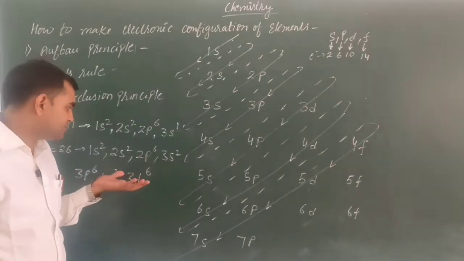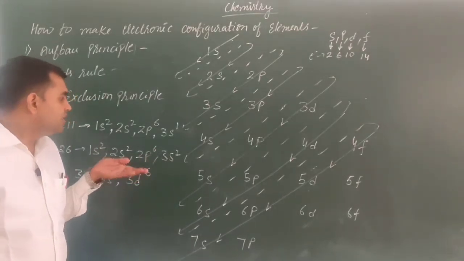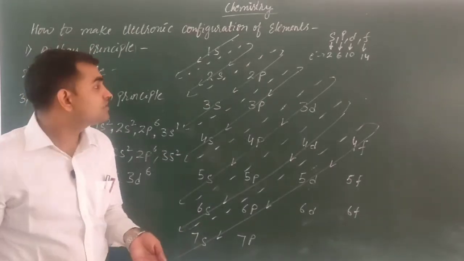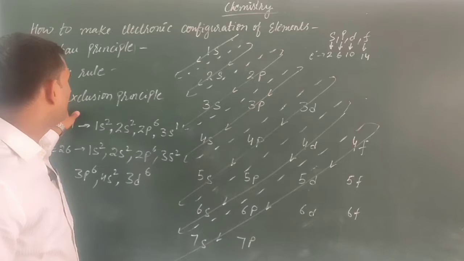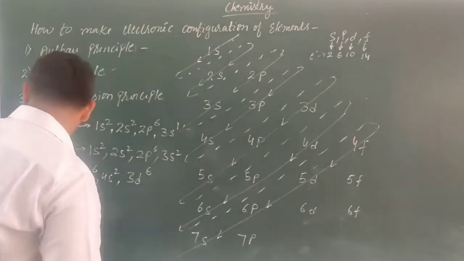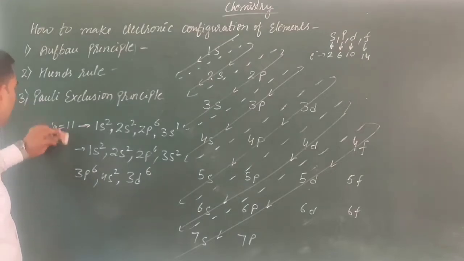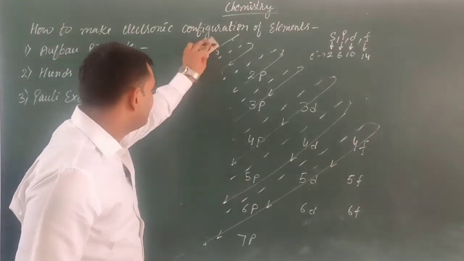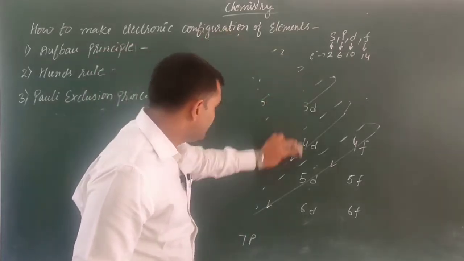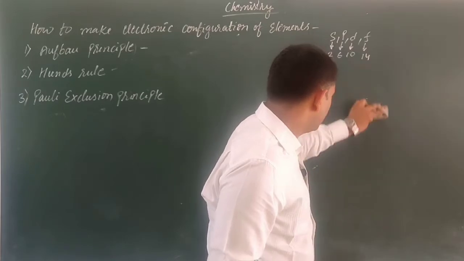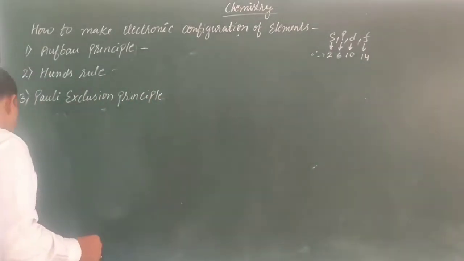Okay, there are some exceptional cases also in the d orbital, which we will study later on in this video or in the other video. Let's see now Hund's rule and Pauli exclusion principle before doing some exceptional cases. I think now you are able to make the electronic configuration of every element, and if you are not able to make the electronic configuration of any element, then you can drop your comment also in the inbox.